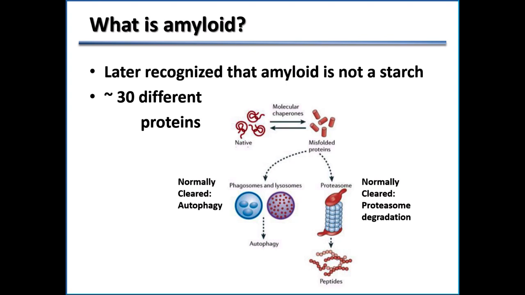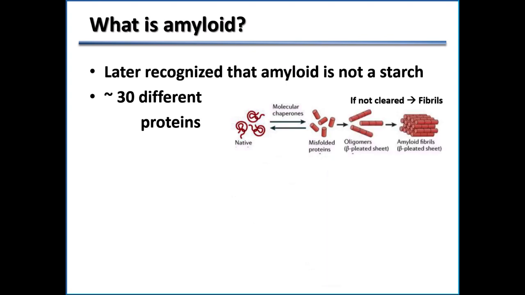And it's actually not a single protein, but it consists of a lot of different proteins. Essentially, when you have a protein that exists between a folded state the majority of the time, it can then misfold. And it goes back and forth. When it misfolds, the normal mechanism is your body wants to clear this. It does this by autophagy or via proteasome degradation. However, when it's unable to clear this, then what ends up happening is your misfolded proteins form these beta pleated sheets and end up depositing in various tissues, and you get the clinical disease.